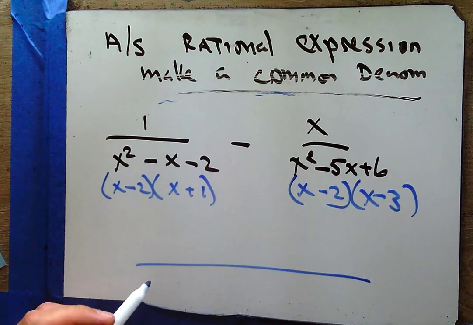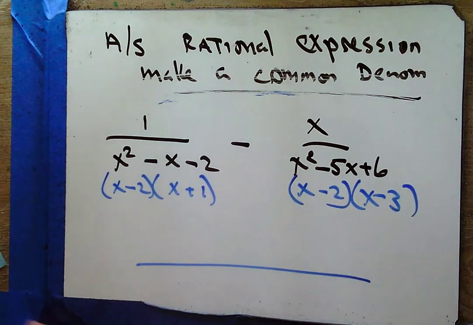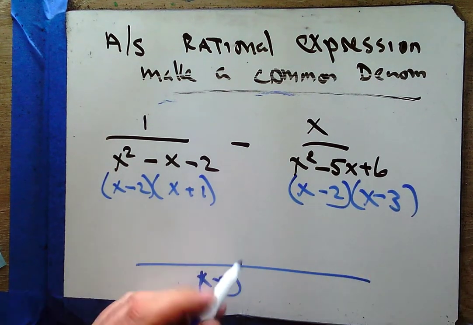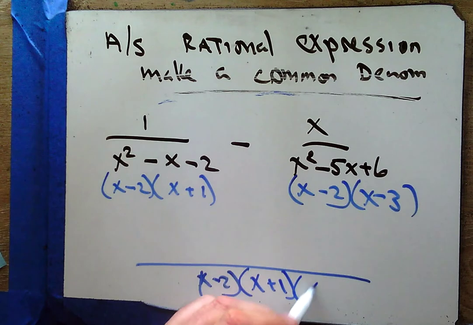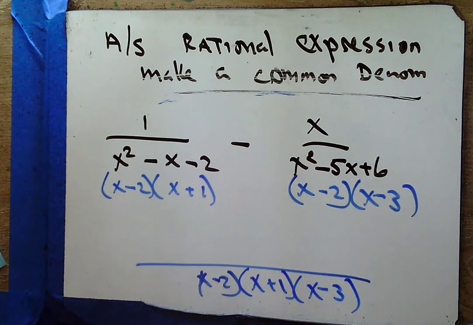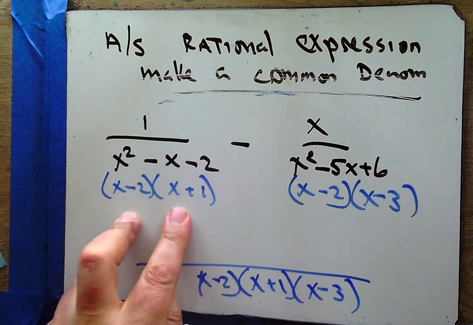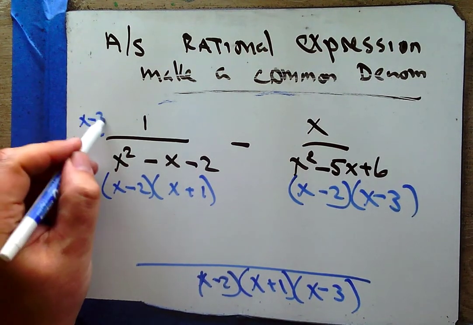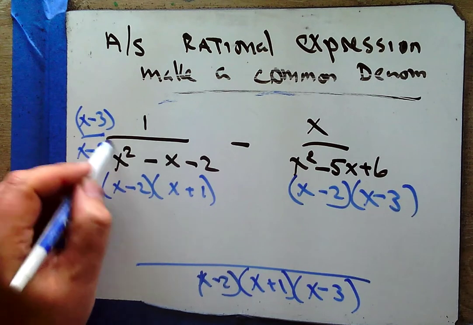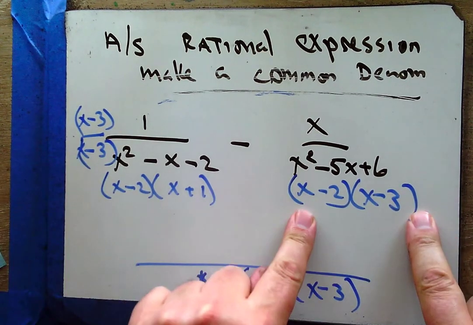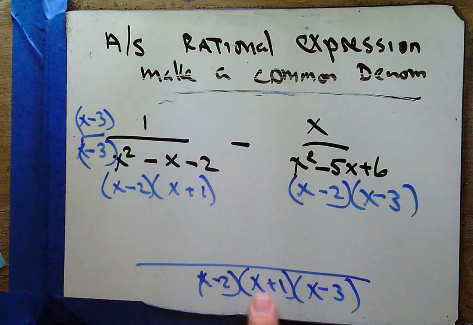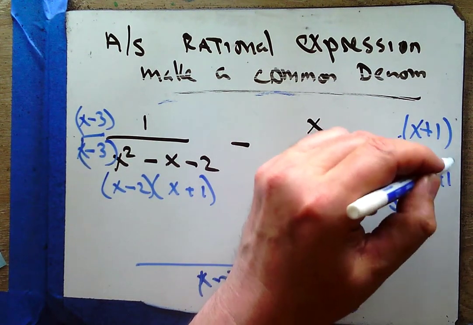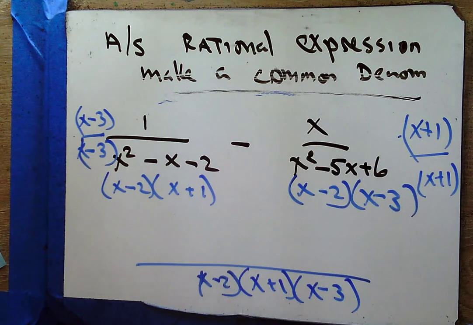So remember, my common denominator has one of what they have in common and one of all the things they don't have in common. That's the common denominator. So this one has these two, and it needs that. And this one has these two, so it needs that. So what am I going to get up top?